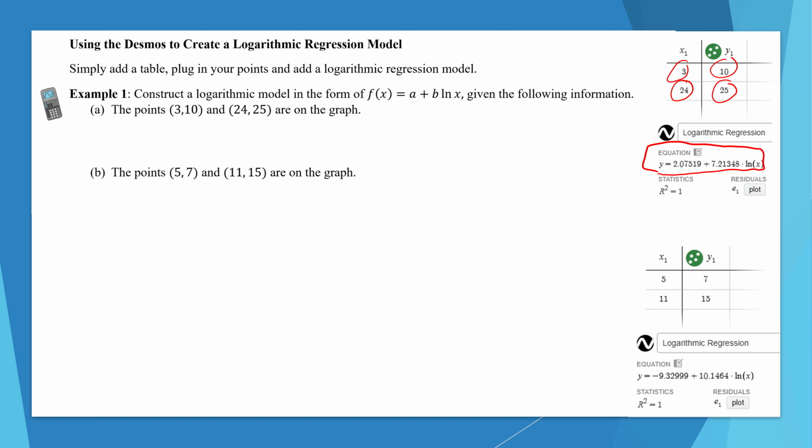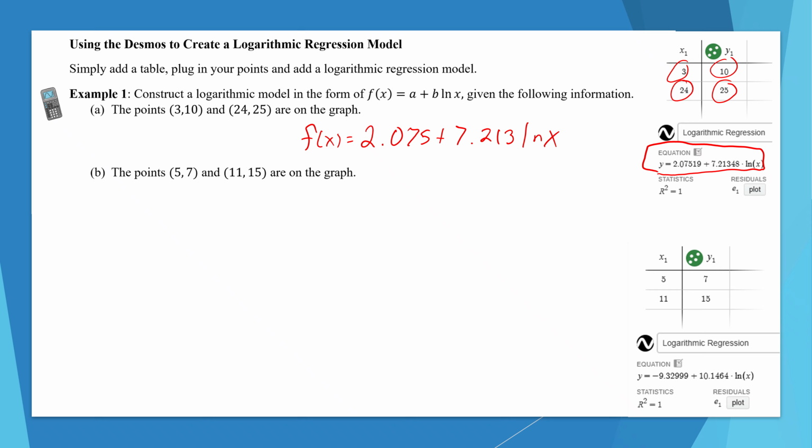And so we want to find the equation. That's going to be f of x equals, and in this case, a is 2.075, we'll go 3 decimal places, plus b, which is 7.213 ln x. And that's our equation for A.